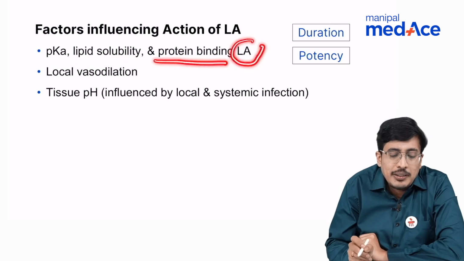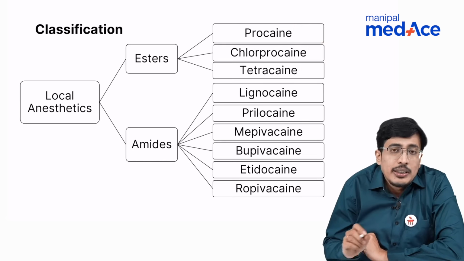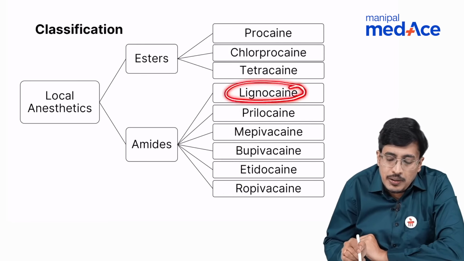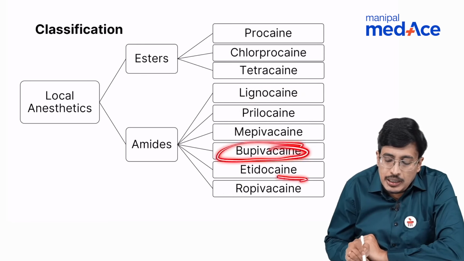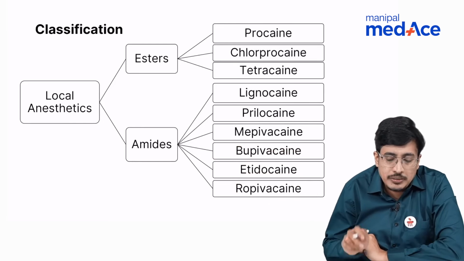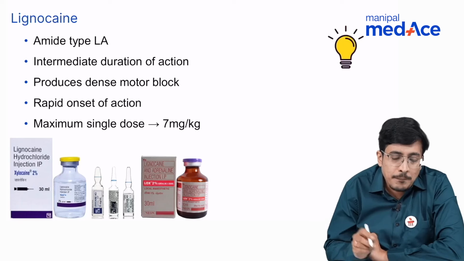They can be esters like procaine, chloroprocaine and tetracaine, or they can be amides like lignocaine, prilocaine, mepivacaine, bupivacaine, etidocaine and ropivacaine. Among these, lignocaine, bupivacaine and ropivacaine are commonly used in our operation theatre. Let us see individual properties of these popular local anesthetic agents.